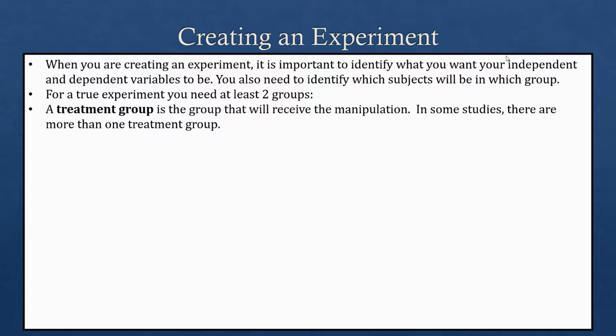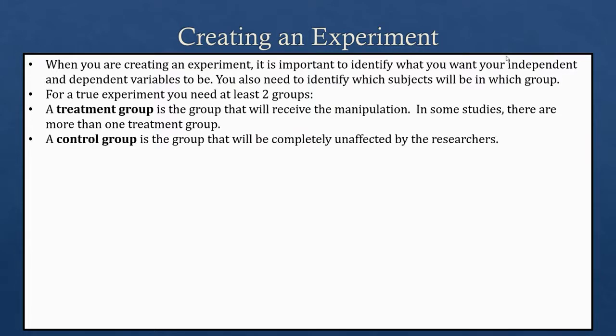One group is called a treatment group, and that's the group that will receive the manipulation. In some studies, there's going to be more than one treatment group. If you have more than one specific kind of manipulation, you can have 2, 3, 4, 5. There's no limit on how many treatment groups you can actually end up having.